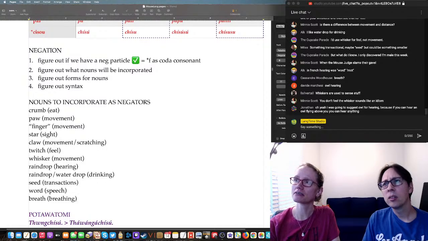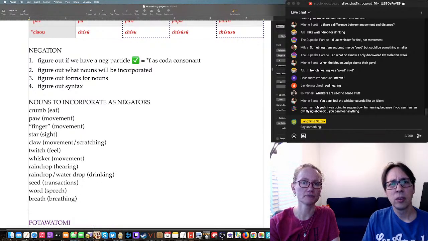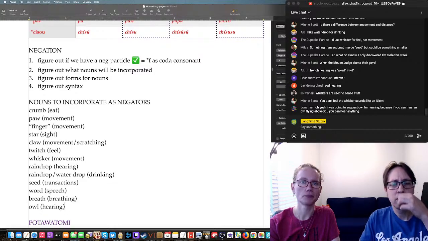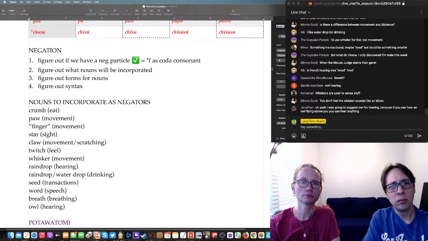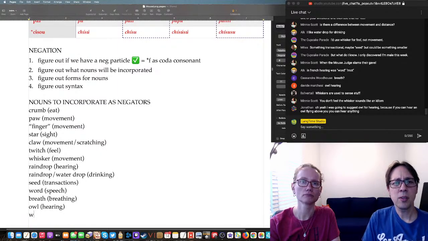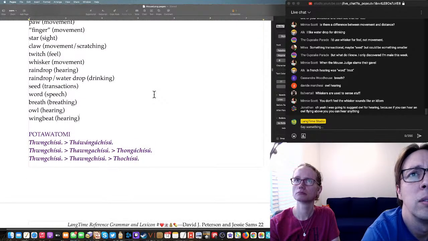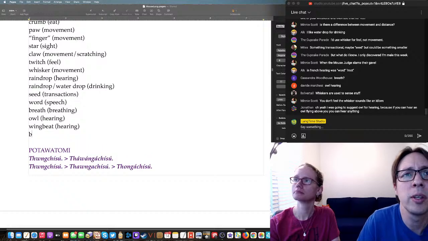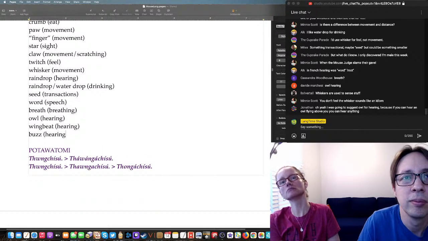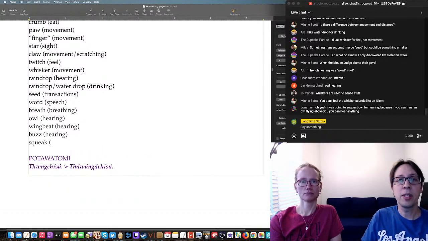Oh, Jonathan says that the reason he was thinking about owl for hearing, which goes on with what Davida said, is because if you can hear an owl flying above you, you can hear anything. This probably isn't going to happen, but I'm just going to throw it in there because I like it. Or another one, don't hear a buzz. Ooh, that's fun. Don't hear a squeak. Man, there's a lot of these.